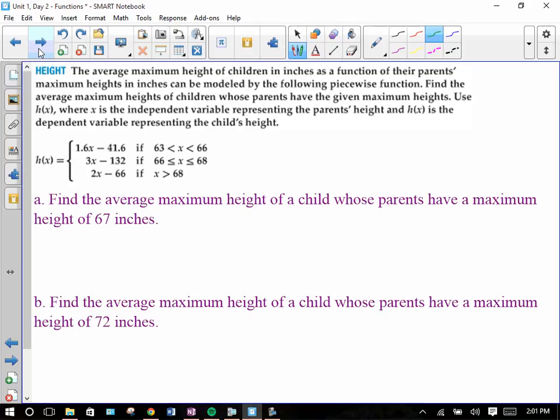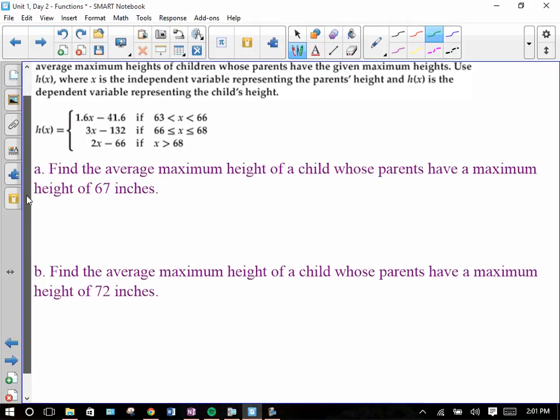Thank you. Where x is the independent variable representing the parent's height, and h of x is the dependent variable representing the child's height. So all it's saying is x is, let's say, Leilani's parent's height. However tall they are, that's their x value. We're going to plug it in somewhere into this equation to figure out how tall she should be, the average maximum height. So we'll do that at the end.